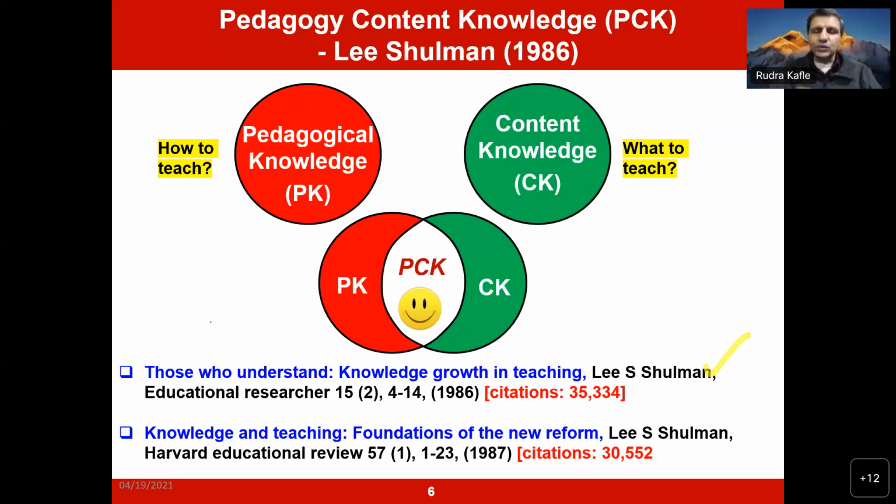These are the two papers published in 1986 and 1987 by Lee Shulman. These papers are available online and can be freely downloaded.